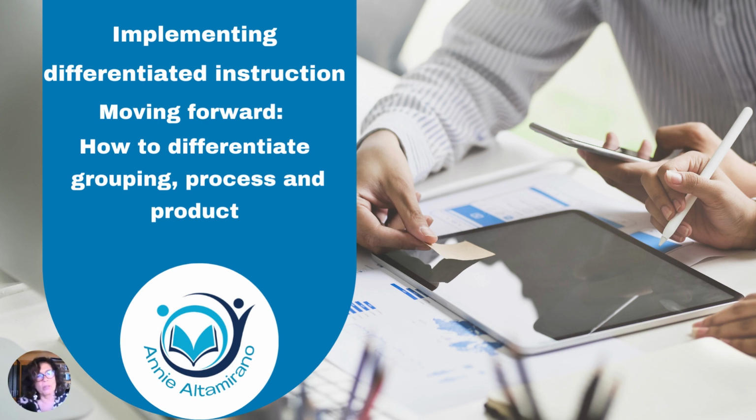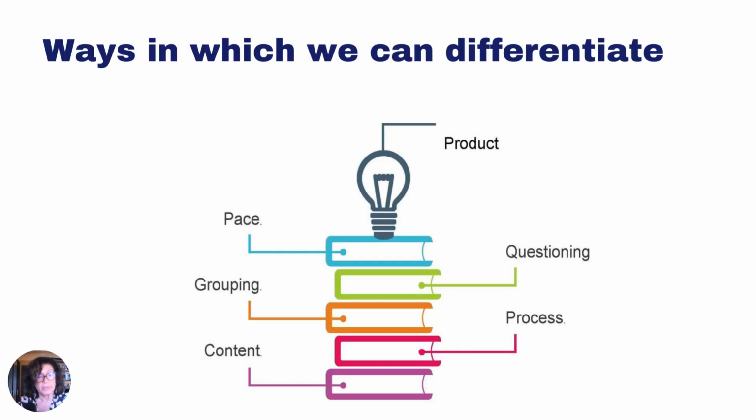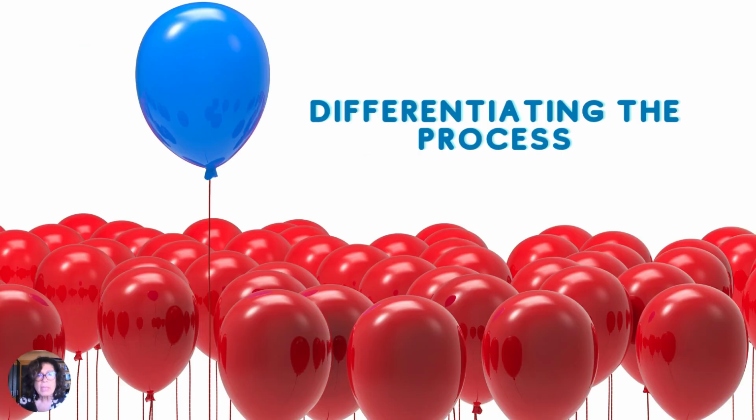A couple of weeks ago, I talked about the first step to take in the implementation of differentiation in the language classroom. And I said that at the heart of classroom practice of differentiation is the modification of three curriculum-related elements. And those elements are content, process, and product. Now, in today's video, I'll be focusing on process and product and also on another form of differentiation, that is differentiation by grouping. So, what is differentiating the process?